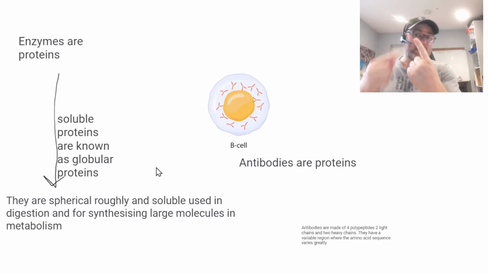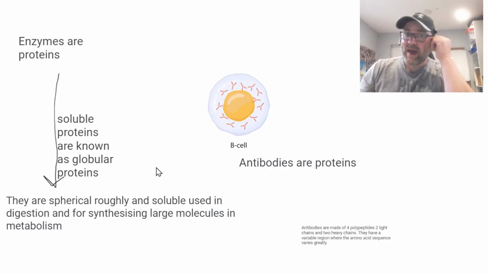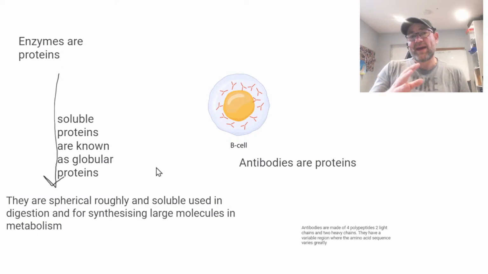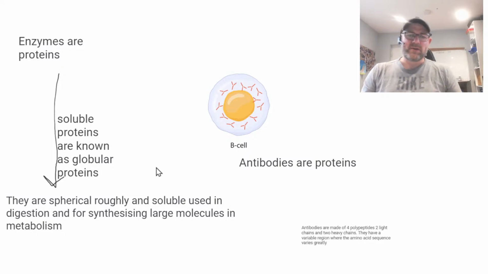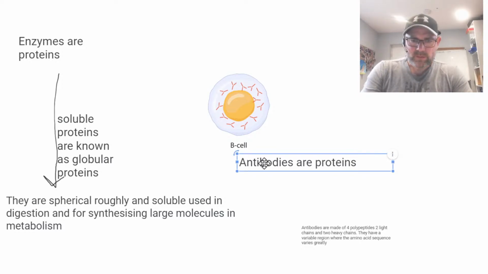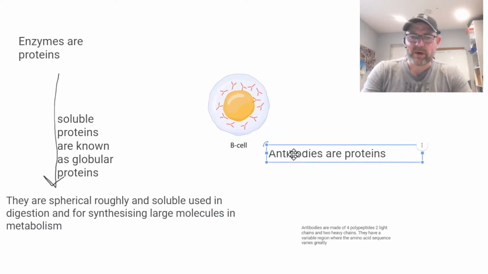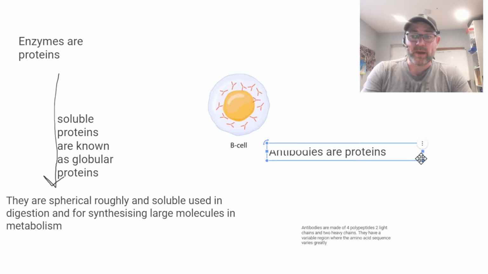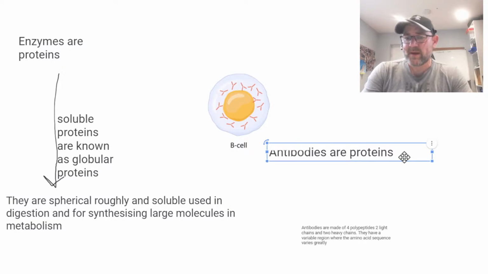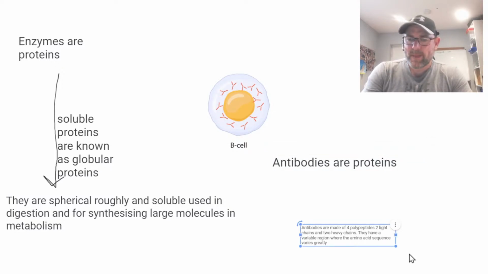However, the proteins in your fingernails and in your hair and in your skin, you don't want them to dissolve when it rains, so they're insoluble, and they're known as structural proteins. Because we've got globular and structural. Antibodies are proteins that you need to be globular as well. They need to be moving around the body.